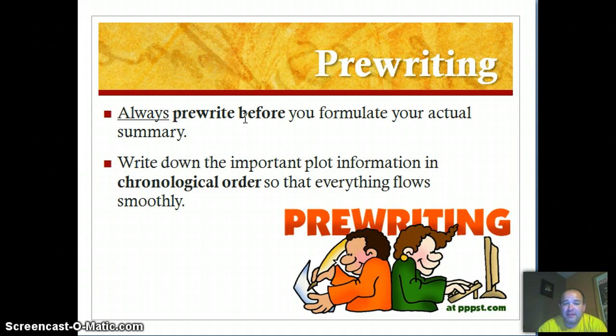After that climax, sometimes the summaries get... that climax is the main part. A lot of times after that, it's just going to be a sentence maybe for the falling action, a sentence or two, and the resolution might be a sentence or two. So it's really that build up and that climax that we're looking for. So write down the important plot information in chronological order so that everything flows smoothly.